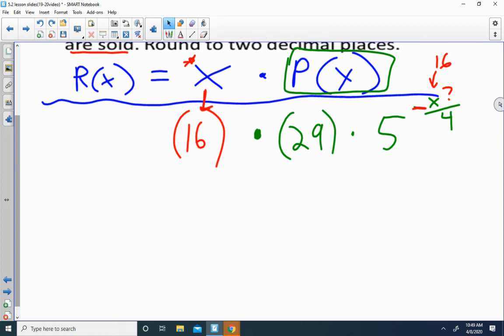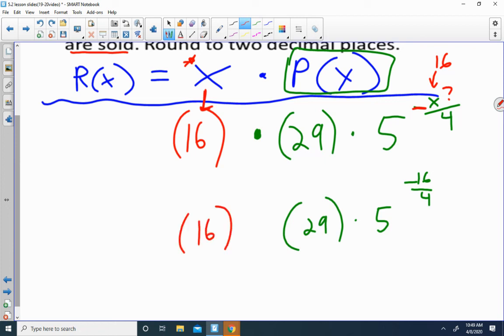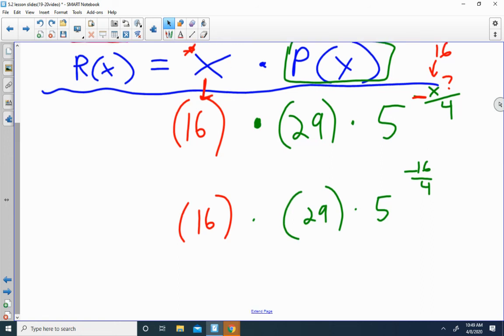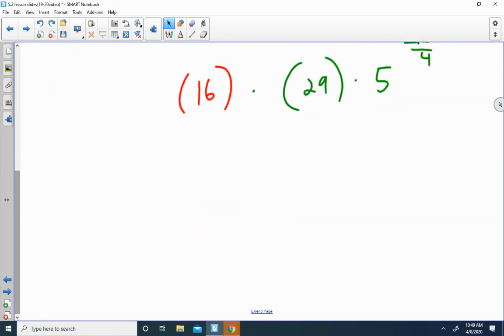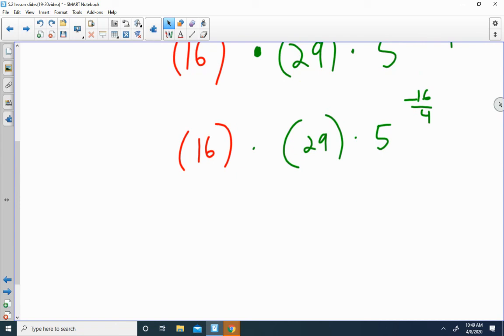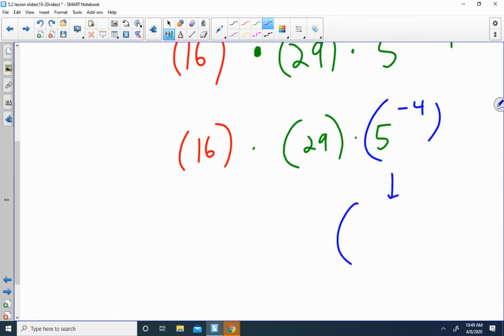So over here, I'm going to have 5 to the power of negative 16 over 4. And I'm still going to be multiplying all that by 29, and then multiplying that all by 16. Okay? So, if we simplify this down, well, we can first take care of negative 16 divided by 4. That's just going to give you a power of negative 4. And then let's see what 5 to the power of negative 4 is.